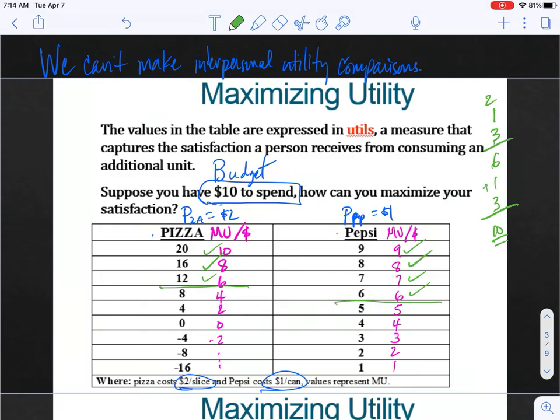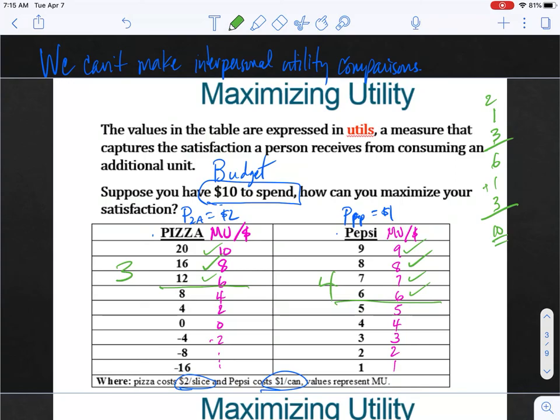So ultimately, to maximize my utility, our theory is suggesting that I would buy 3 slices of pizza and 4 cans of Pepsi. And what's the total utility that would give me? 20 plus 16 plus 12 plus 9 plus 8 plus 7 plus 6. You can add those up. I think it's about 72 if I remember right.